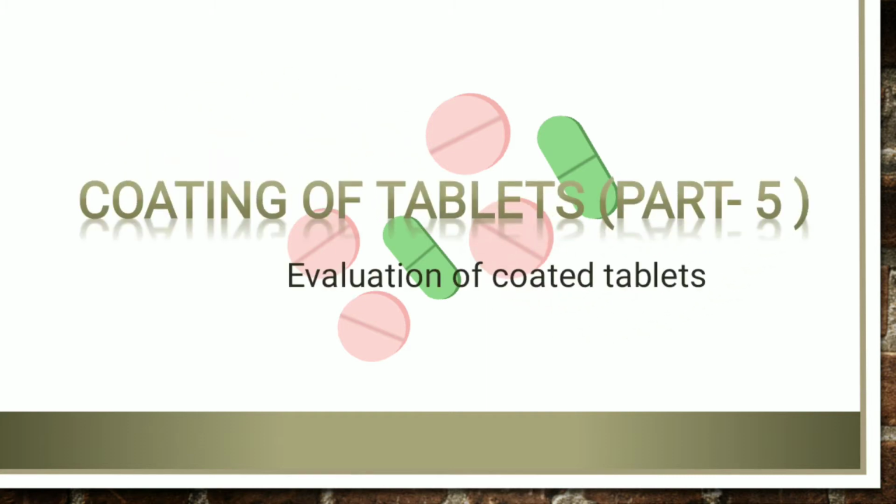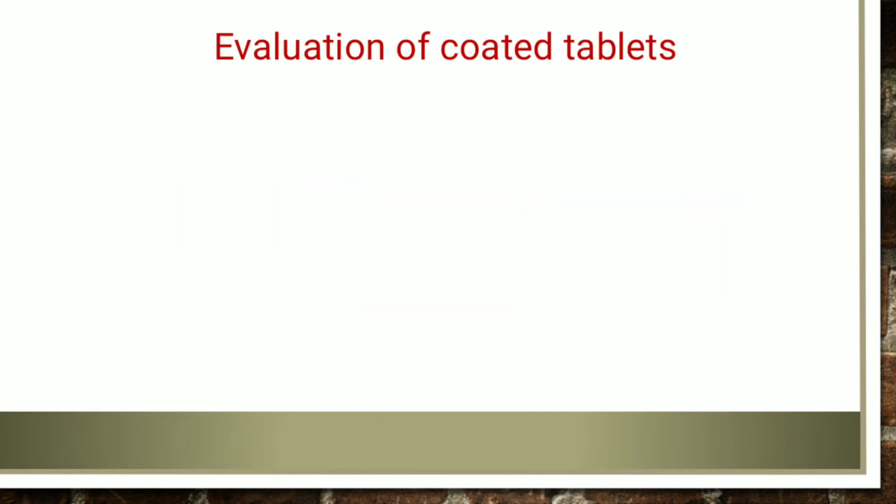Hello students, in this video, Coating of Tablets Part 5, we are going to study about evaluation of coated tablets. Evaluation of coated tablets includes these tests. First one is appearance. It is a non-official test and it is generally performed by visual inspection. So our coated tablet is observed for blistering, wrinkling, orange peel effect, sweating, blooming, spotting, etc. Okay, and if it is, then it does not pass the test.